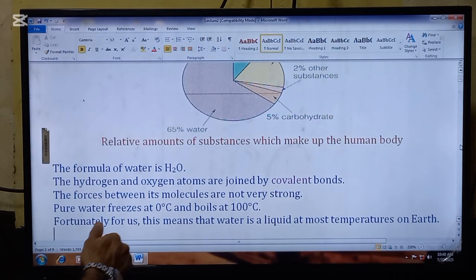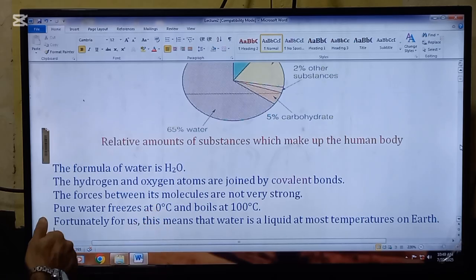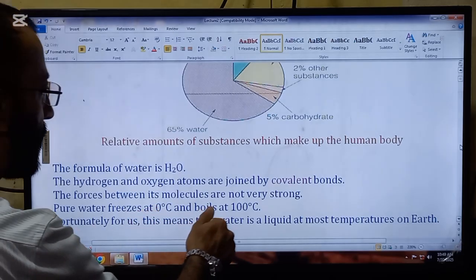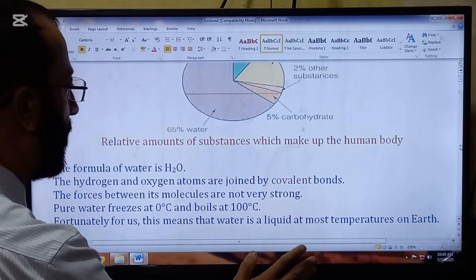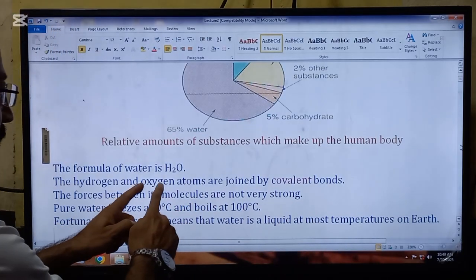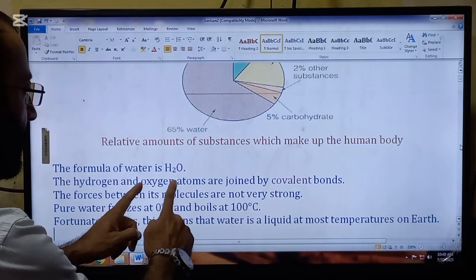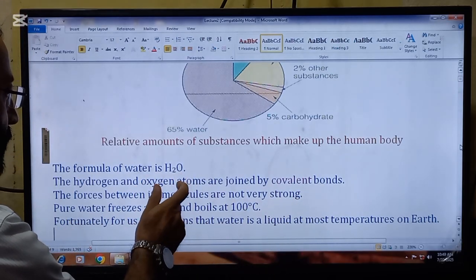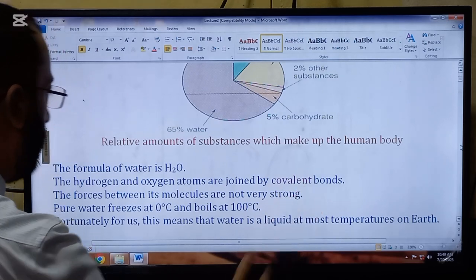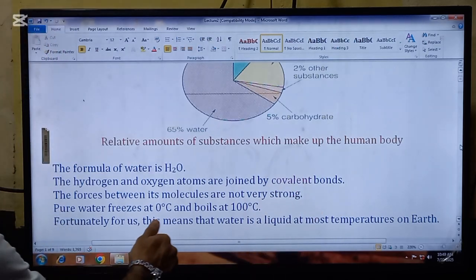The formula of water is H2O. The hydrogen and the oxygen atoms are joined by covalent bonds. This is a point to be remembered, which normally comes in paper number 1. So the bond present in the water molecule is a covalent bond. The forces between its molecules are not very strong.